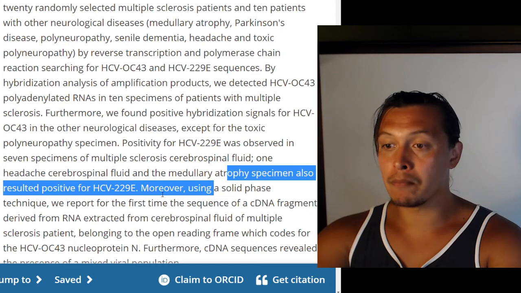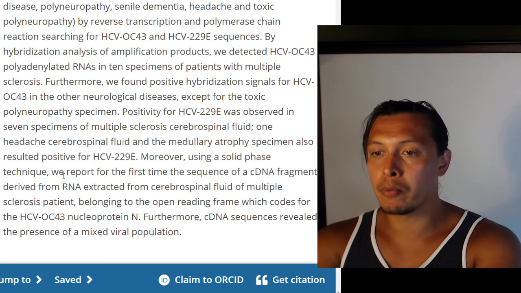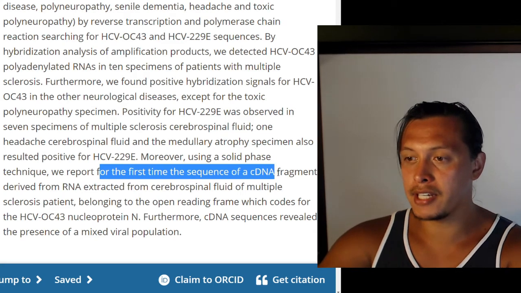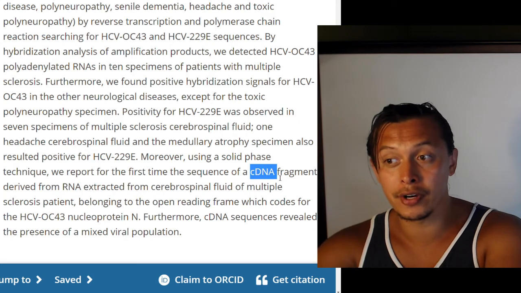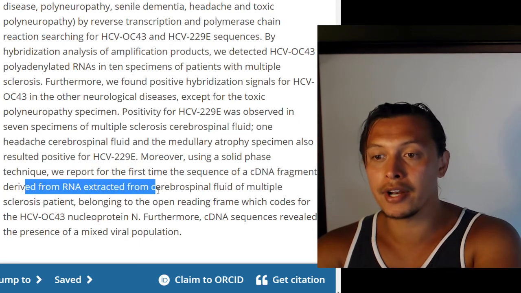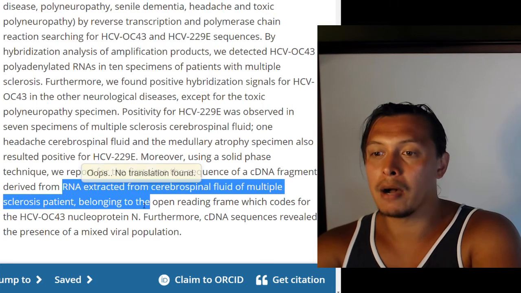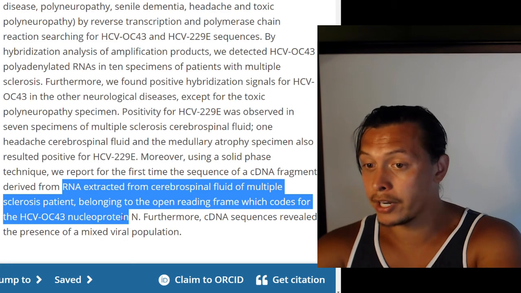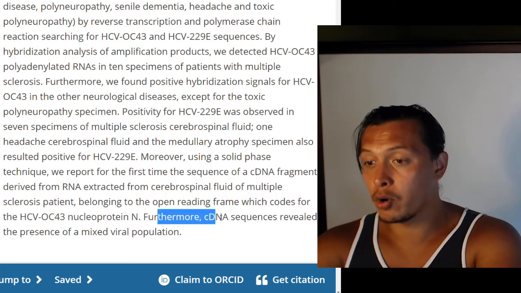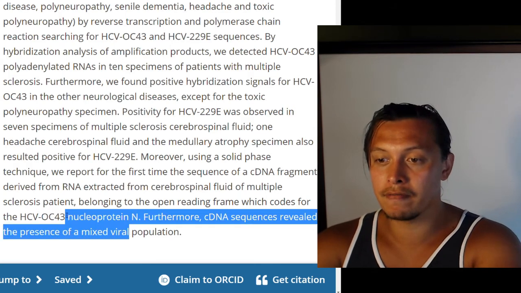So moreover, using a solid phase technique, we reported for the first time the sequence of cDNA fragments derived from RNA. This is the complementary DNA fragments derived from RNA extracted from the cerebrospinal fluid of multiple sclerosis patients belonging to the open reading frame, which codes for HCOV OC43 nucleoprotein N. Furthermore, complementary DNA sequences revealed the presence of mixed viral populations.